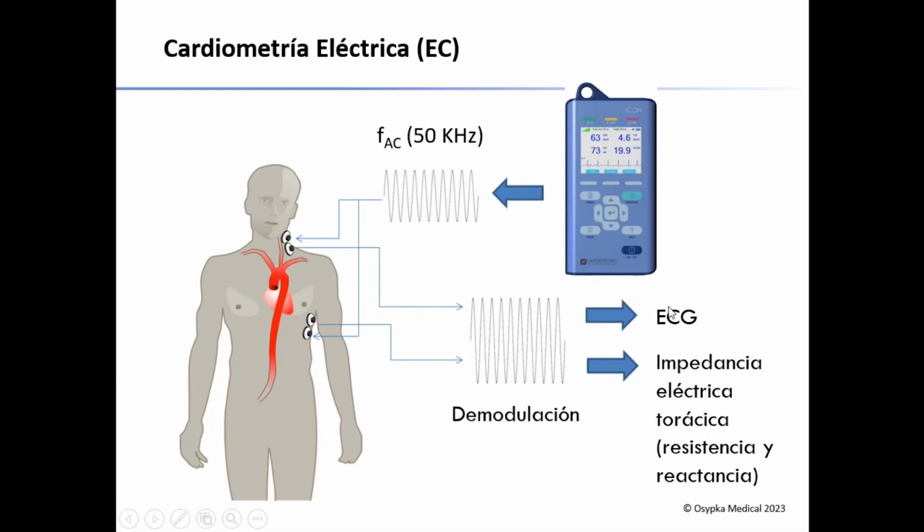After demodulation, the device obtains the ECG and the electrical bioimpedance, both the resistance part and the reactance part. Okay, that's very technical.